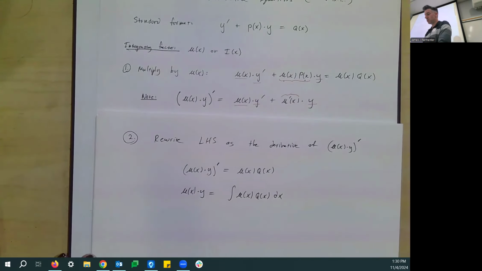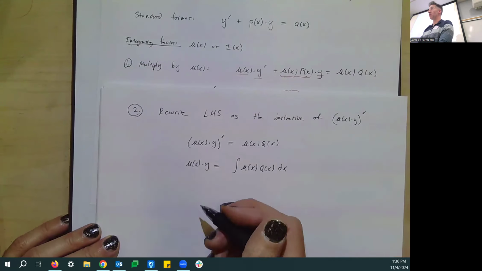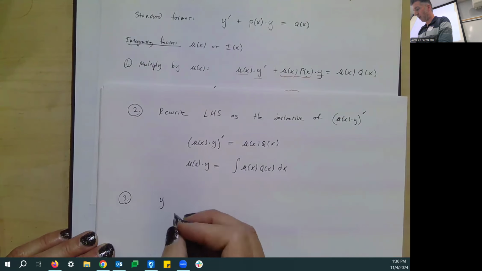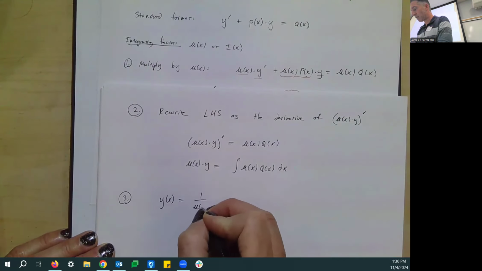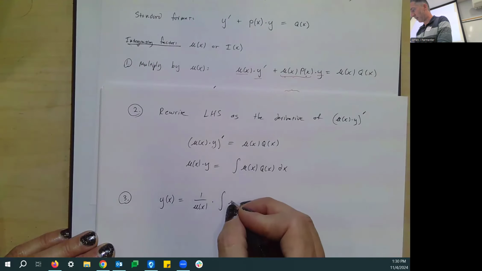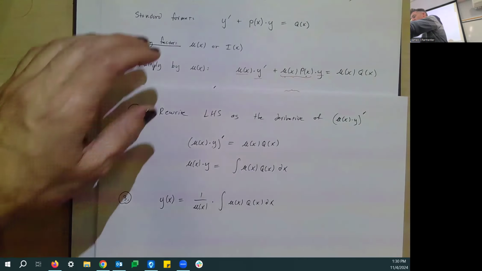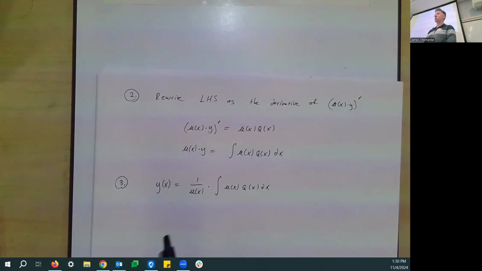Finally, actually integrate this and then divide both sides by mu of x. So your final result here is going to be that your y as a function of x is 1 over mu of x times whatever you got when you integrated the product of mu of x times q of x. And don't be a fool like I was when I took the class where I learned about differential equations. Don't think you can cancel those mu of x's.